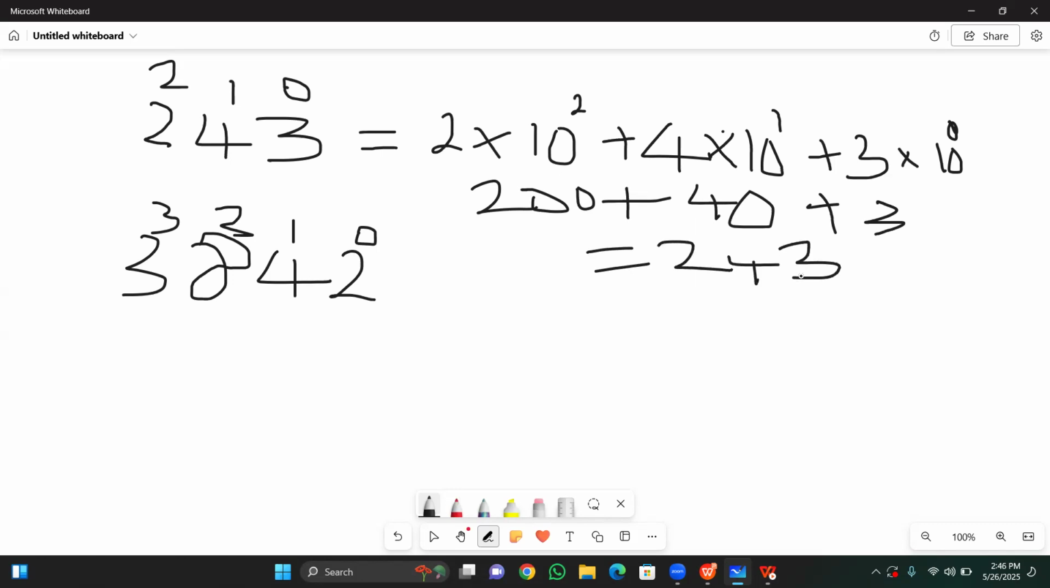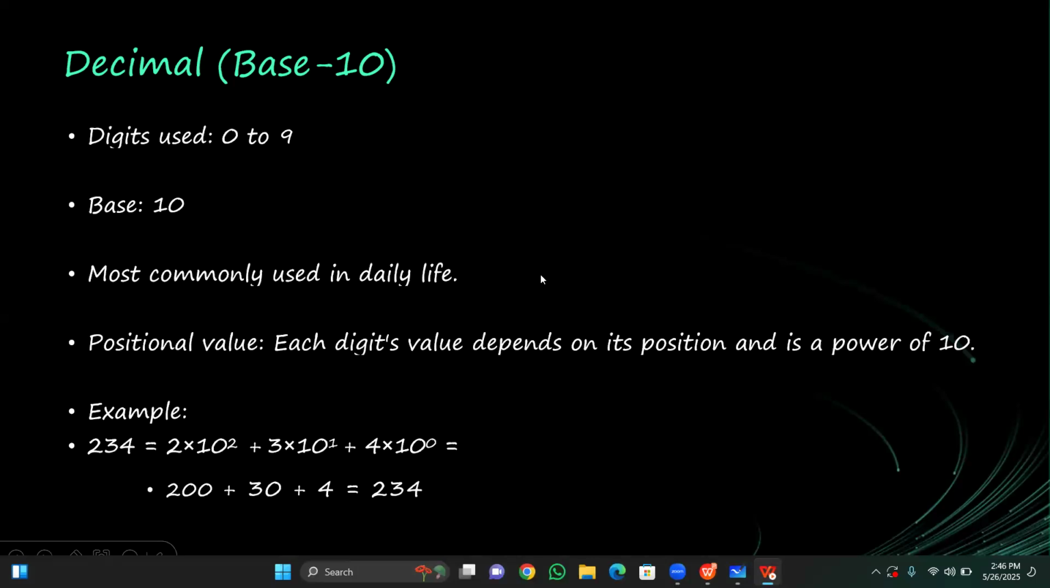All right. So this is how the positional value works. You can also do the same thing with this one. It will be 3 times 10 raised to the power 3 plus 8 times 10 raised to the power 2 plus 4 times 10 raised to the power 1 plus 2 times 10 raised to the power 0. So this is the positional value, and this is how you actually get the value. So now, that is how we got all this.